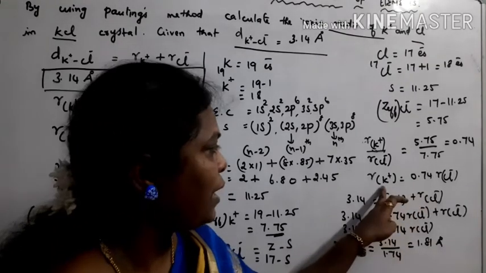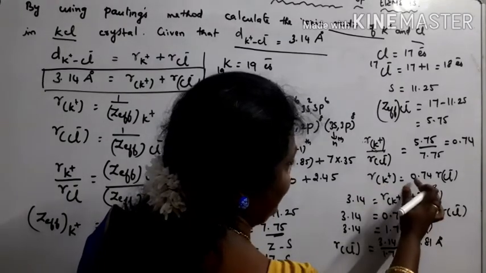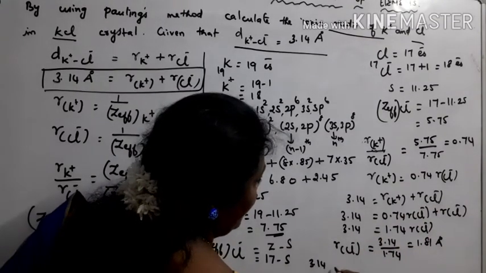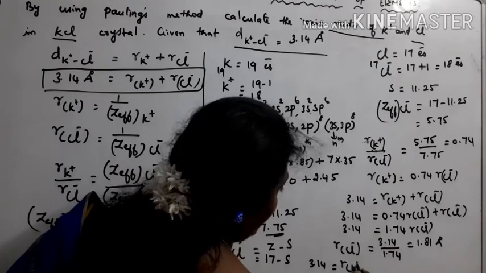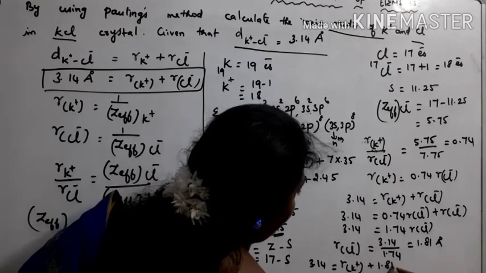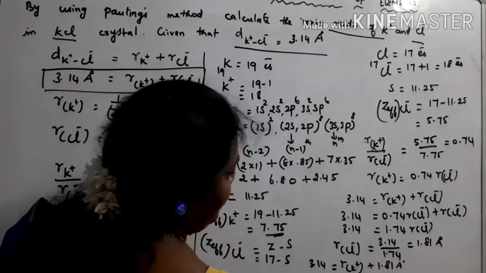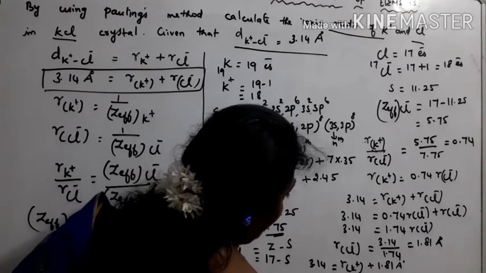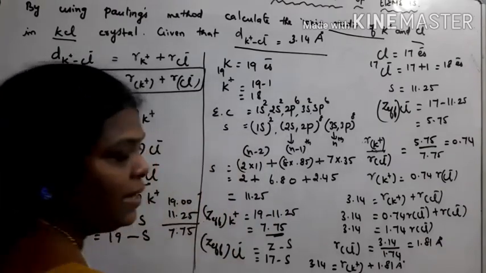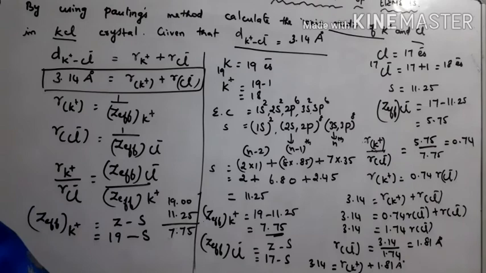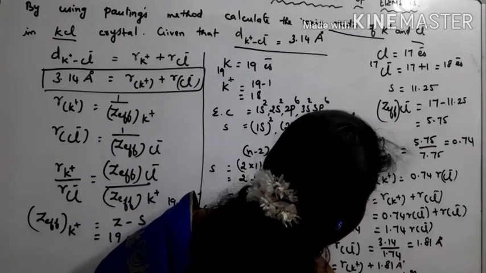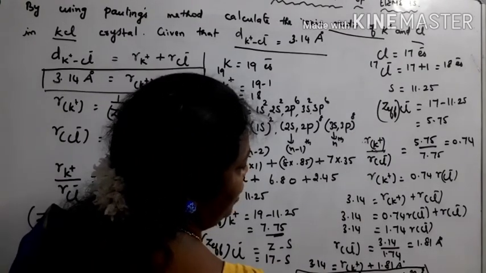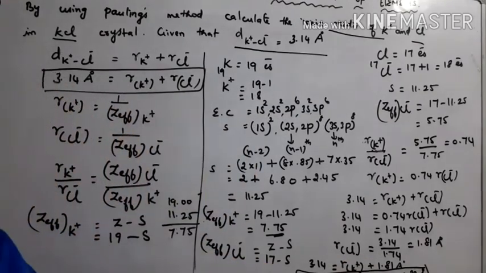Now we can calculate the radius of K plus. Either we can substitute here, radius of K plus equals 0.74 times 1.81 Angstrom, or we can substitute in 3.14 equals radius of K plus plus 1.81 Angstrom units. So radius of K plus equals 3.14 minus 1.81 Angstrom units. Subtracting, we get 1.33 Angstrom units. So the radius of K plus equals 1.33 Angstrom units and the radius of Cl minus equals 1.81 Angstrom units.